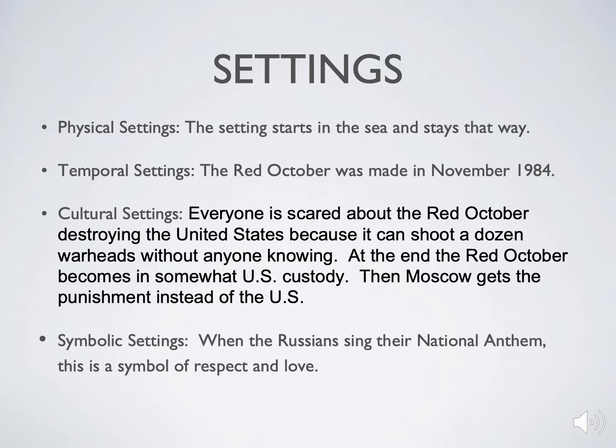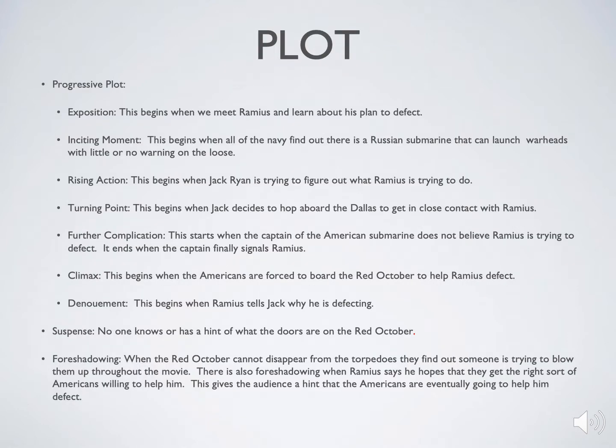Symbolic setting. When the Russians sing their national anthem, this is a symbol of love and respect. Plot. Progression plot. The exposition. This begins when we meet Ramius and learn about his plan to defect.